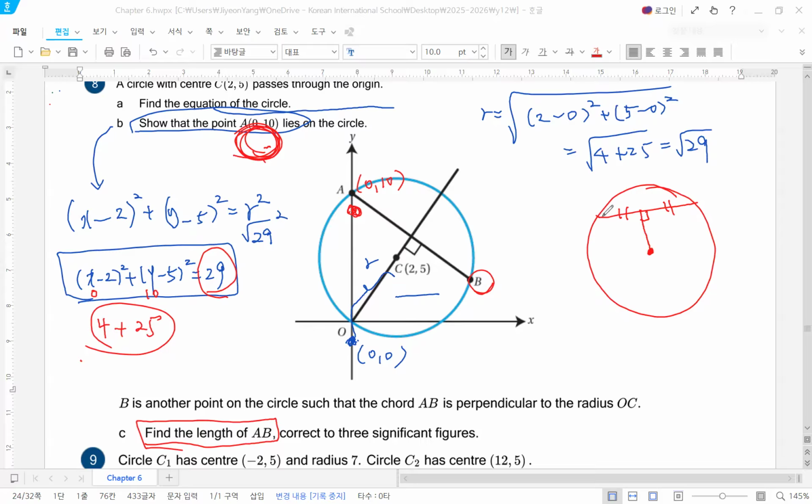And then students, you can find this length as a radius. Can you see that? Then the chord length is this one, so you need to find at least this length. So it means that you need to figure out what is the length here.